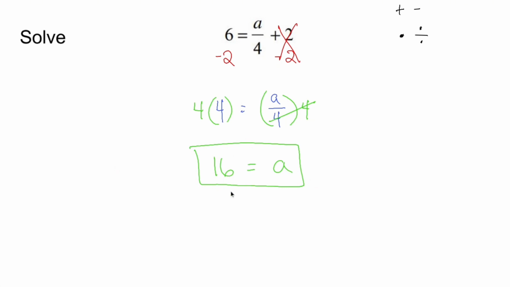But for whatever reason, as a teacher, I prefer my variable on the left. It's kind of like saying Nick is my name, but you should say my name is Nick. So instead of saying 16 equals A, say A equals 16. Either one's good, but blue is just a little bit better, isn't it?